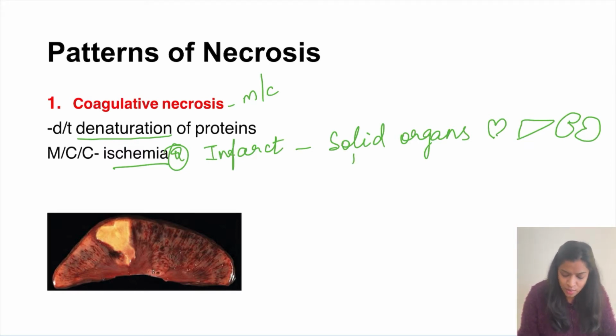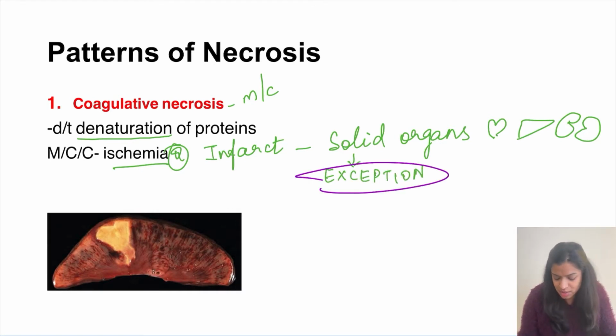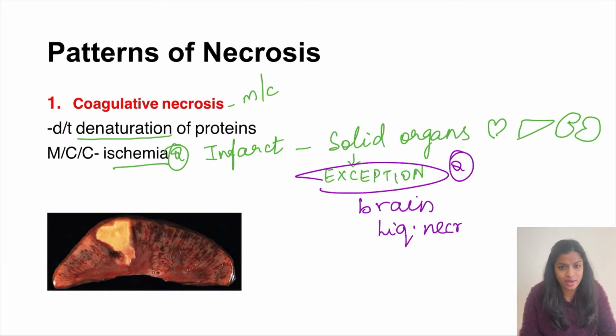necrosis. But there is one exception to this, which is always asked in MCQs, remember: the exception is the brain. Whenever there is ischemia in the brain, it will result in liquefactive necrosis and not coagulative necrosis. Okay, why, we'll see in a while.